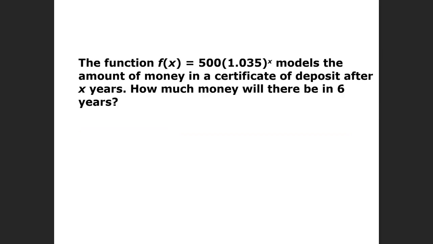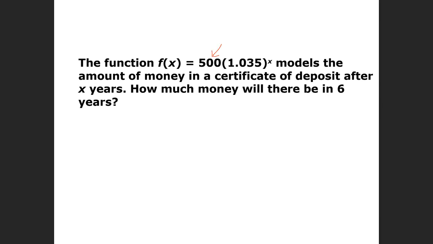It says a function f of x equals 500 times 1.035 to the x models the amount of money in a certificate of deposit after x years. How much money will there be in 6 years? Now, I could have asked you how much money was in the account at time 0. You should have said, there was $500 in the account, because this is the original amount.